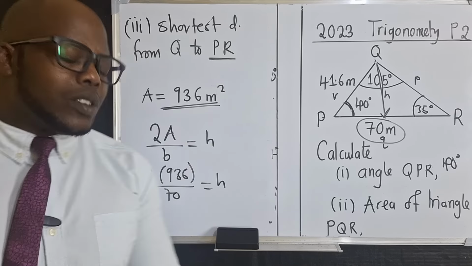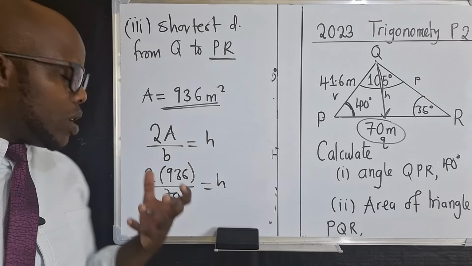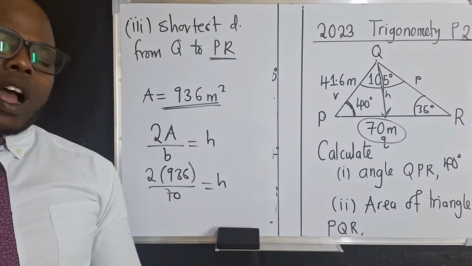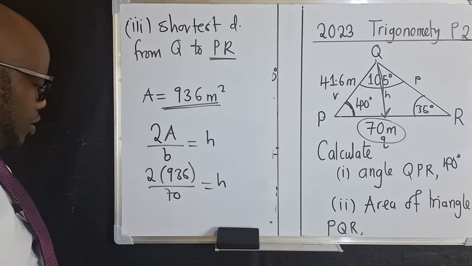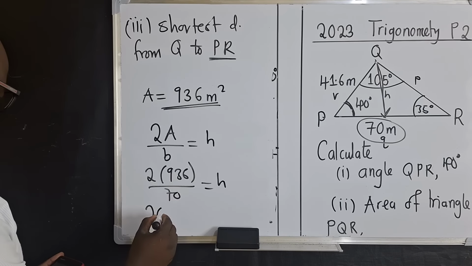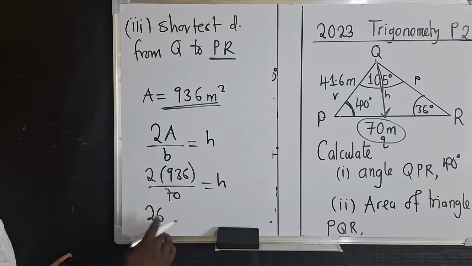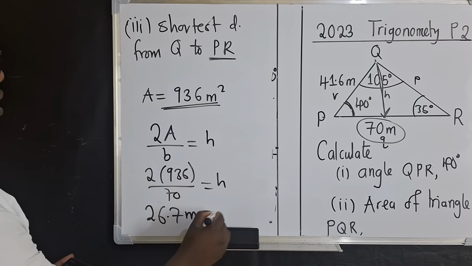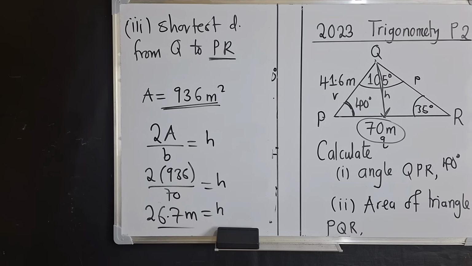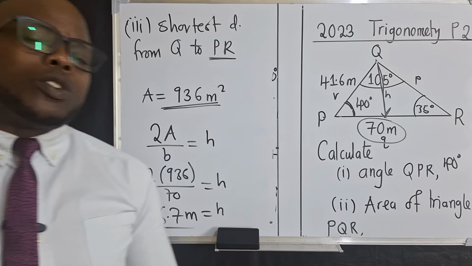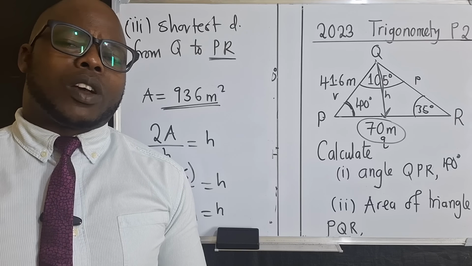So get your calculators, punch on your calculator. What are you getting when you punch this? I guess you've gotten 26.74285714. So I'll write it as 26.7 meters. That's my shortest distance, 26.7 meters. That is in 3 significant figures.